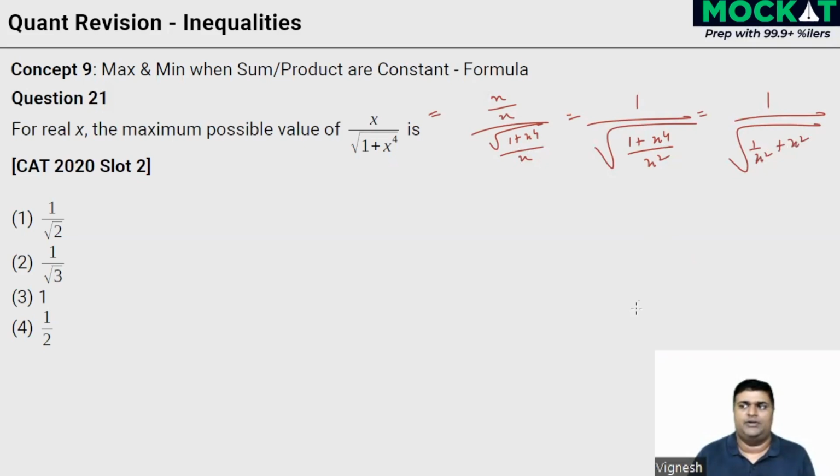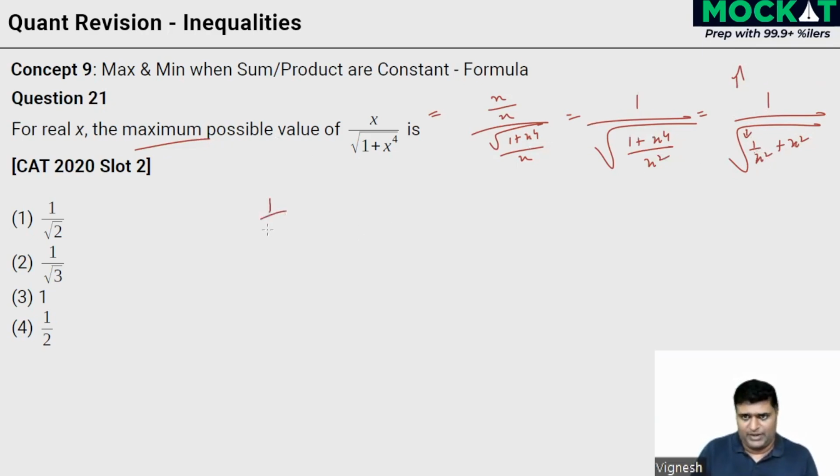Now the product over here is constant. The product of the terms 1 by x square and x square, if I multiply these two, becomes a constant. So the sum gets minimized when they are equal. If the denominator gets minimized, the entire value gets maximized, and that's what I want to find: the maximum possible value of this. The maximum possible value is when the denominator gets minimized. The sum over here gets minimized when they are equal.